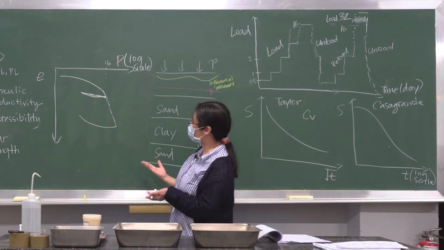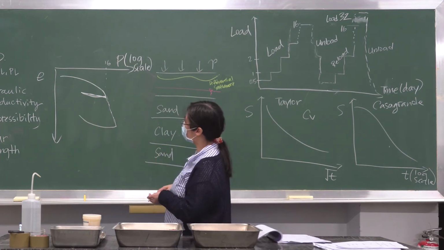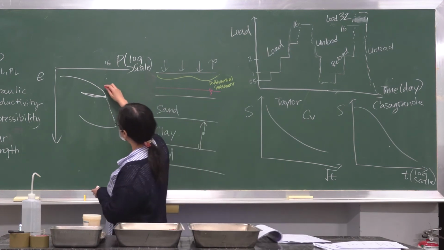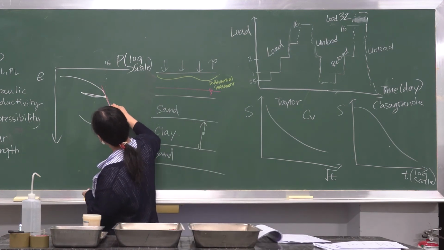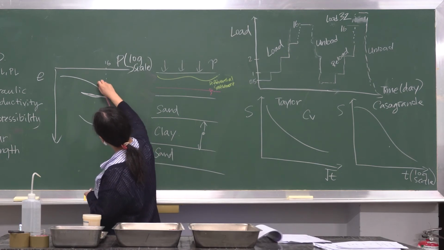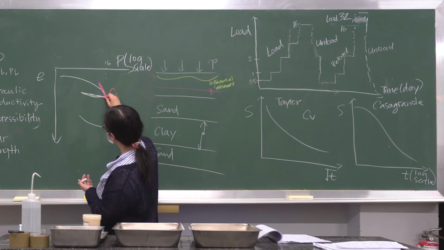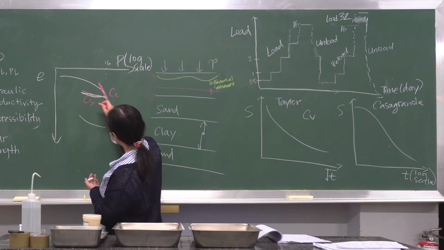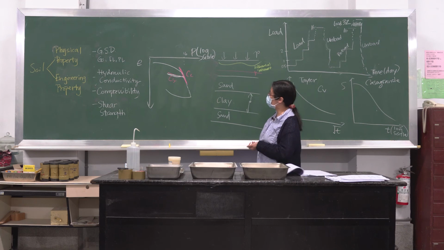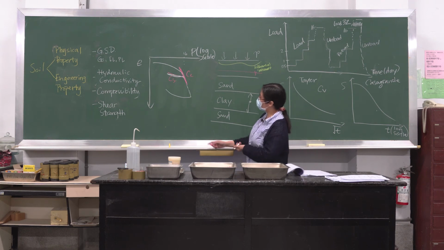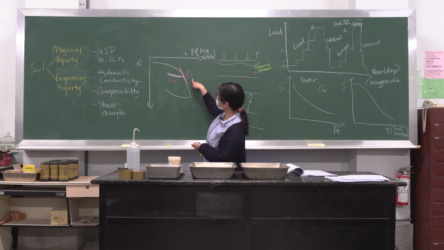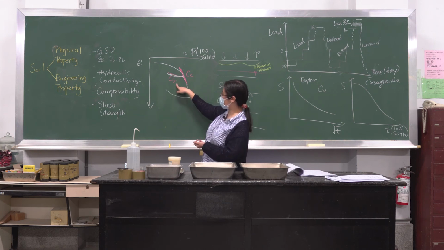Why do we want to plot this graph? Because we have to evaluate two parameters. One is this, that would be C sub C, and another parameter will be the C sub S. C sub C is called the consolidation index, and C sub S is the swelling index. Basically, what you would expect is C sub C would be 5 or 6 times larger than C sub S.